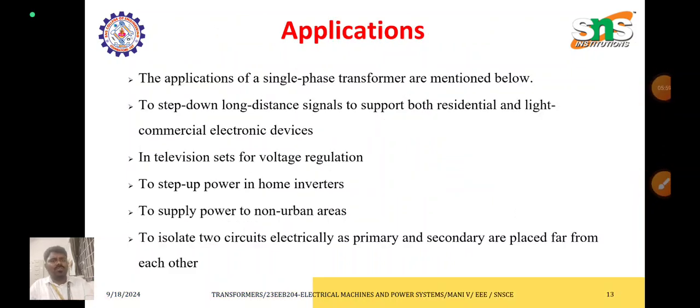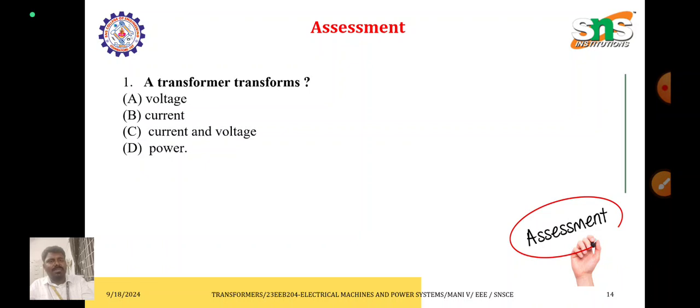These are a few applications of a single phase transformer, which is used in the home inverter, non-urban areas, voltage regulation, CD players, DVD players, FM radio, etc. And this is an assessment: a transformer transforms either voltage, current, both voltage and current, or power?